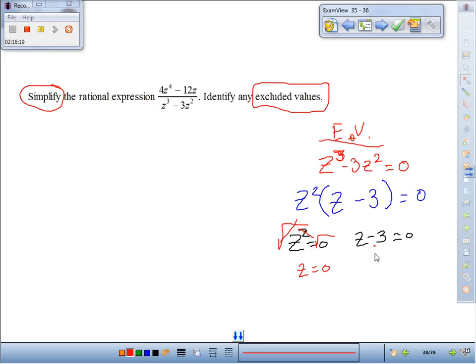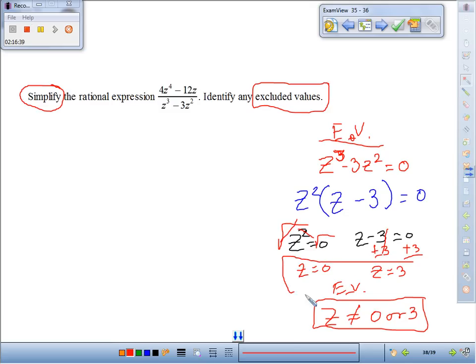This one, how do we solve? Add 3, z equals 3. So my excluded values are 0 and 3. What's another way of writing it? Z cannot be equal to 0 or 3. Either way, if you give me this or this, it's correct. That's one part. Now we need to do what? Simplify.